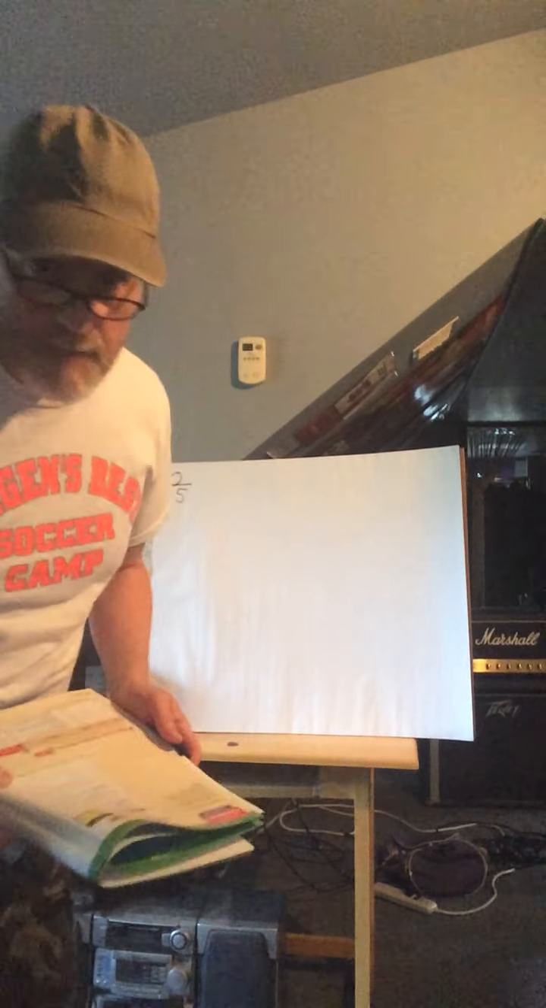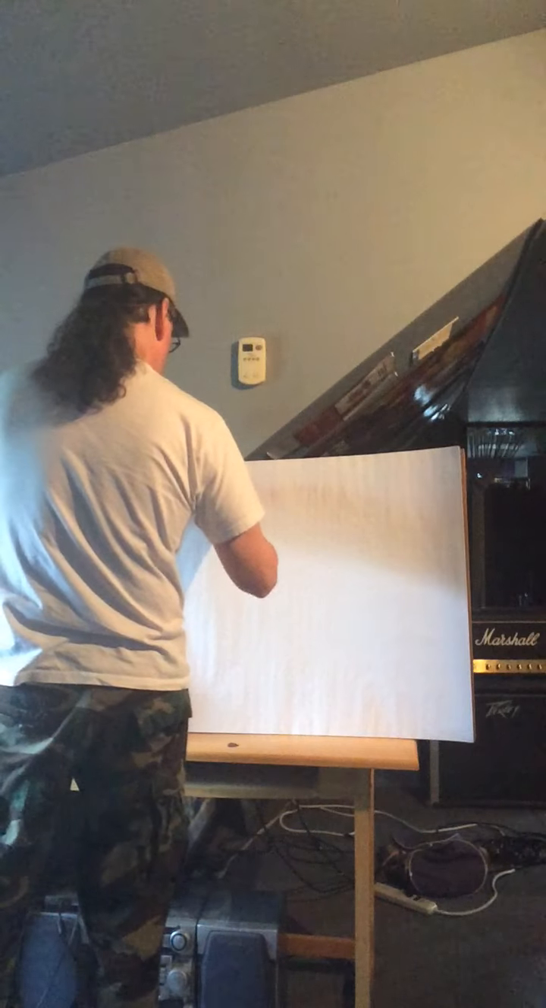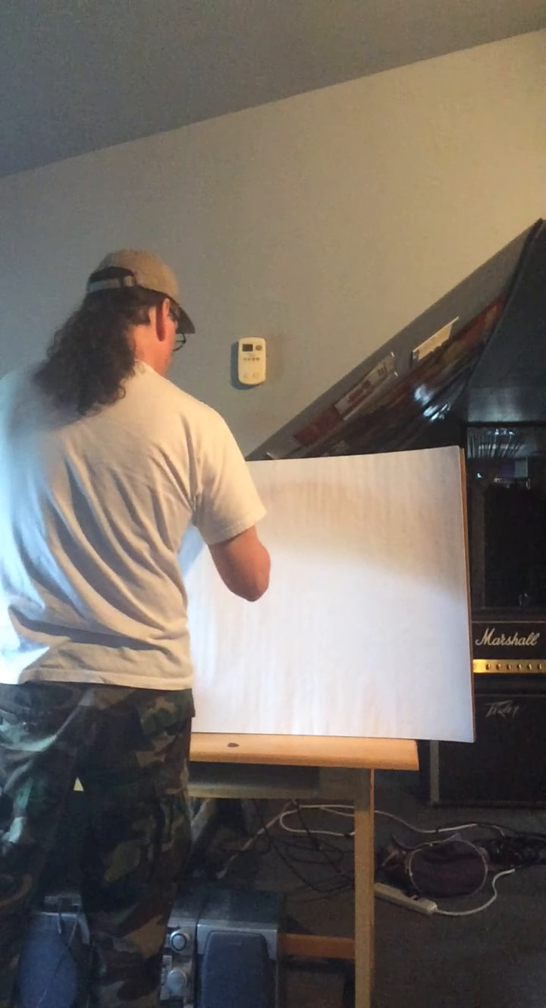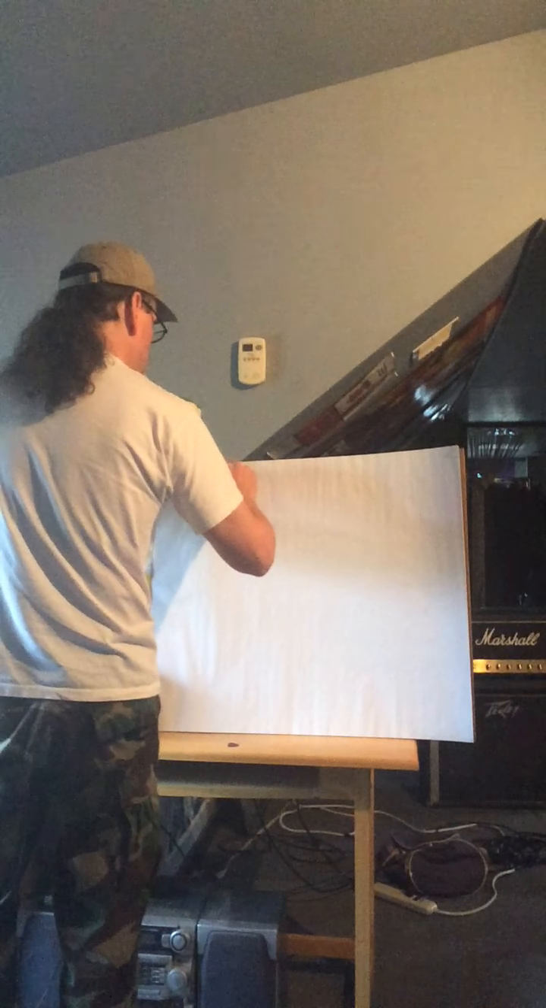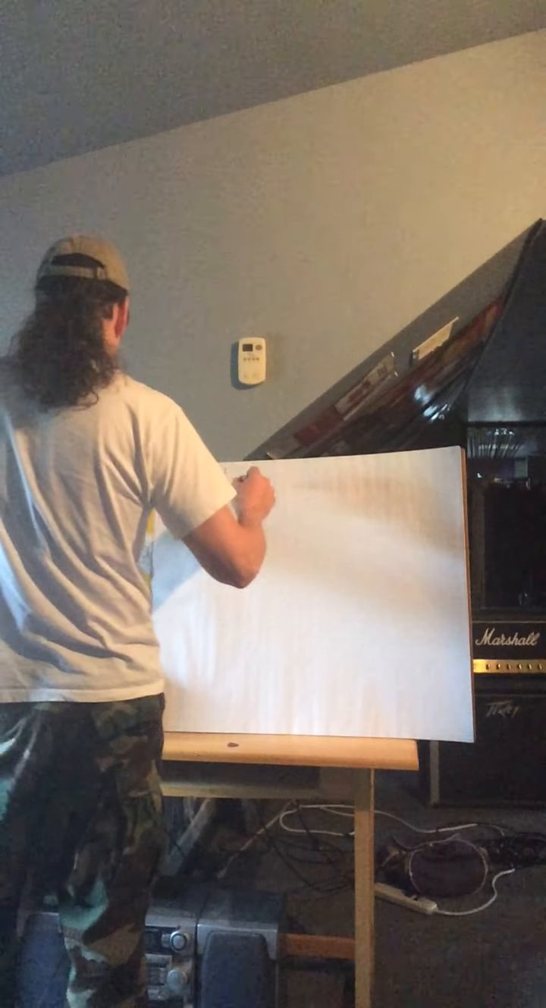Once again, we're going to keep our denominator the same, okay? And multiples basically mean multiply. So if we have 2/5, 2/5 times 2 would be 4/5. There's our first multiple. Then we're going to add another 2, and that would give us 6/5.